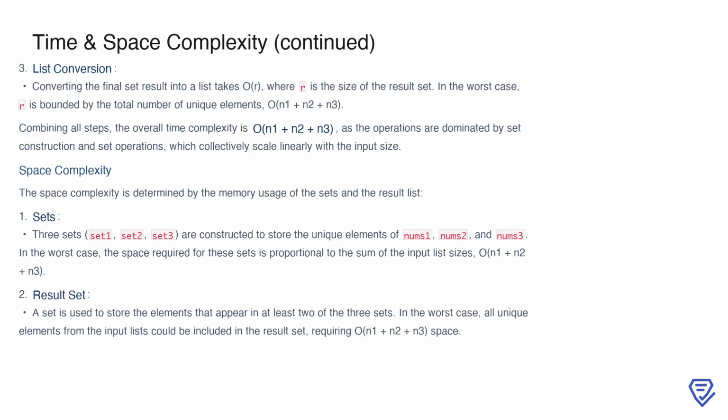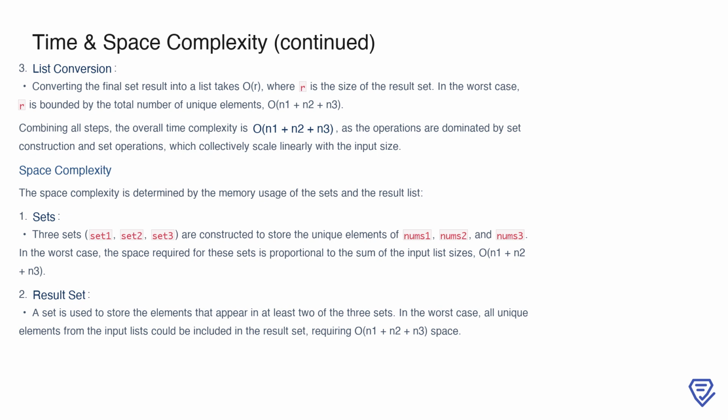After performing the set operations, the final step is to convert the resulting set into a list. This conversion involves iterating through the elements of the result set and inserting them into a new list, which takes O(R) time, where R is the size of the result set. In the worst case, R could be proportional to the total number of unique elements across the input lists, which is O(n1 + n2 + n3). Combining the time taken by all steps, set construction, set operations, and list conversion, the overall time complexity of the algorithm is O(n1 + n2 + n3), as the processing scales linearly with the size of the input.